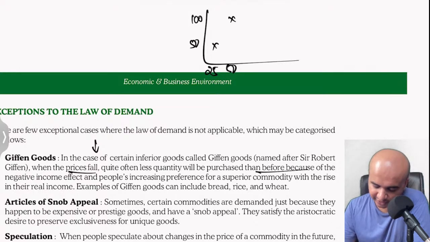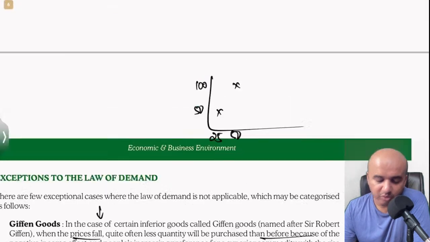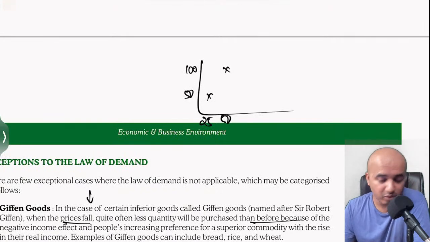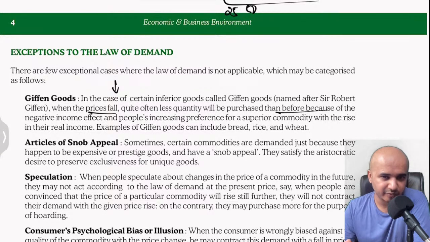So let's see what exactly they say. Quite often less quantity will be purchased than before because of the negative income effect and people's increasing preference for a superior commodity. Now that the price of the good has come down, maybe people do not want to associate with that particular commodity. They don't want to be seen as those who are purchasing this particular commodity because the price has come down. Maybe they want to shift to something else. So in such a circumstance, the law of demand will not apply. In fact, it works in reverse mode. That means you decrease the price and fewer people will consume it.